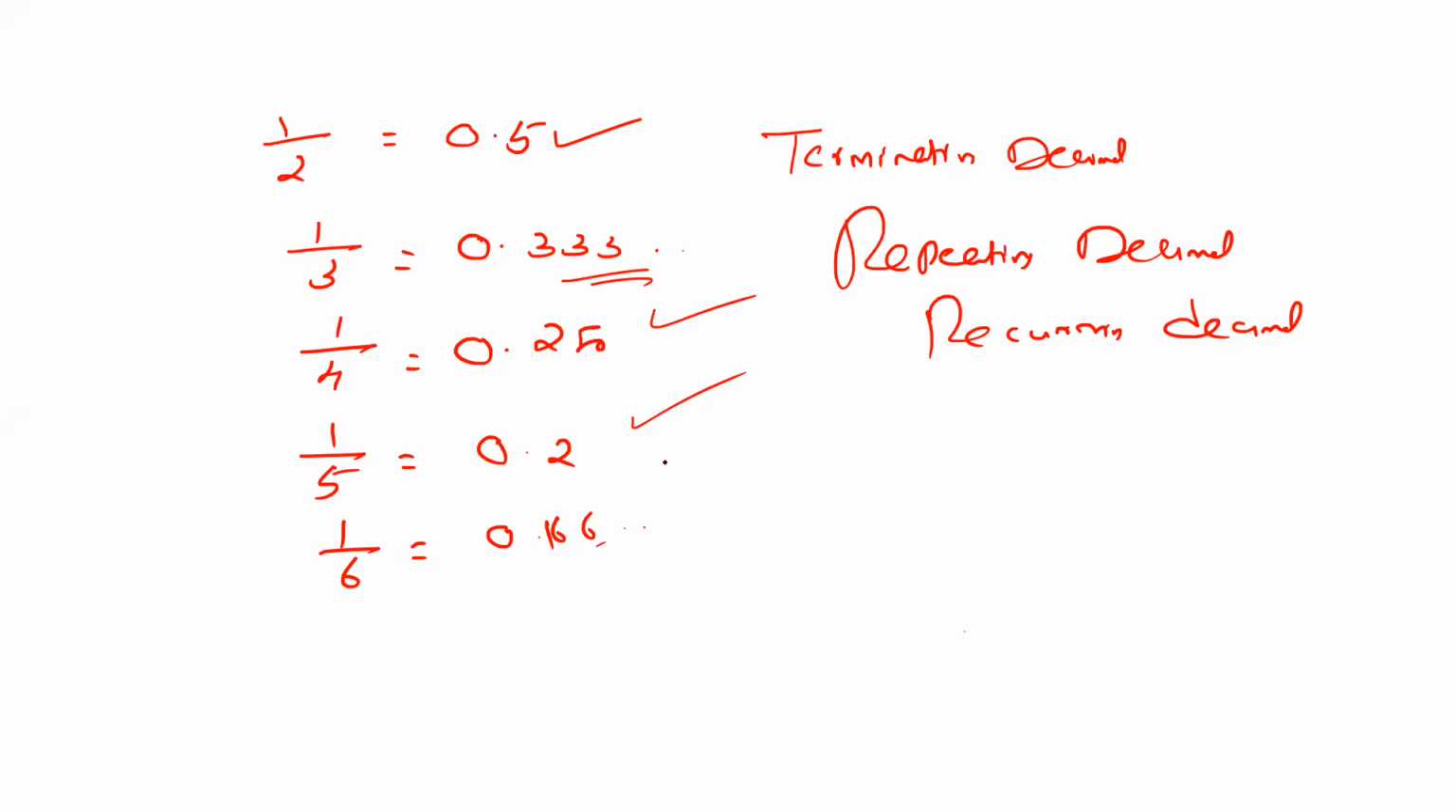Actually, there are two types of decimal: terminating decimal and repeating or recurring decimal. Non-terminating means it never stops. In terminating decimals, you see 0.5, 0.25. All these are terminating decimals. But 0.333, 0.166, all these are non-terminating decimals.